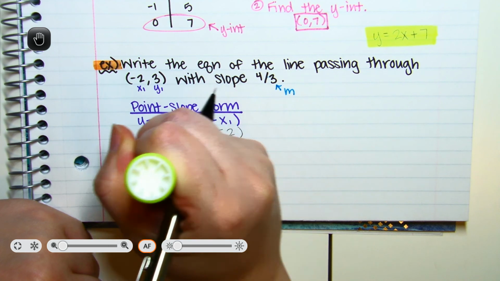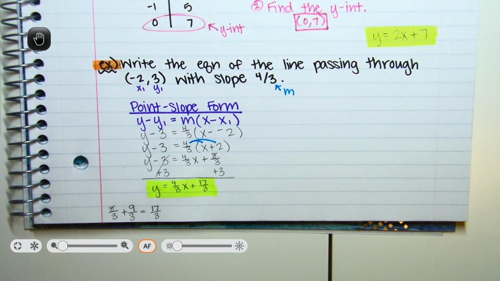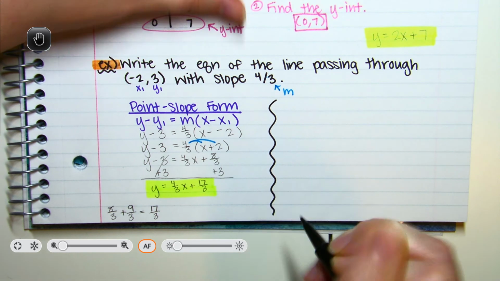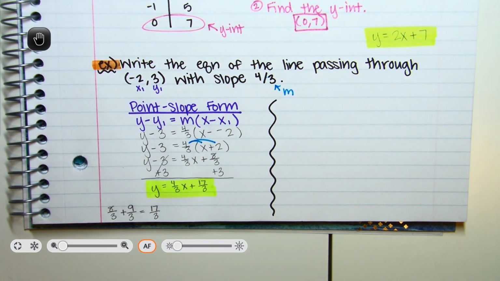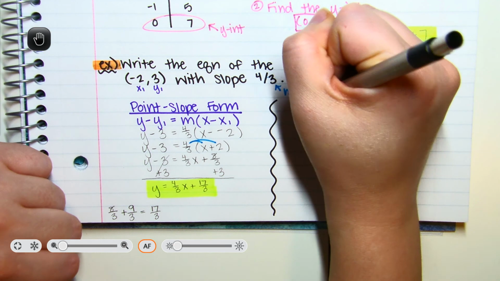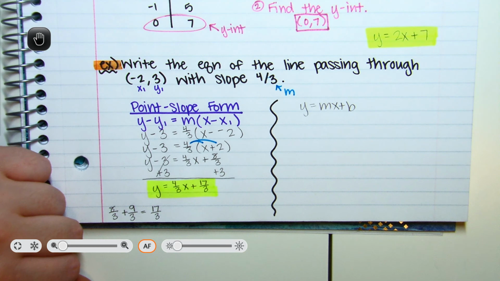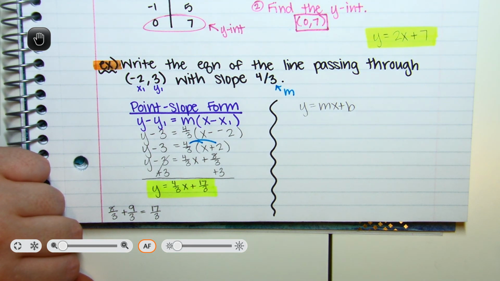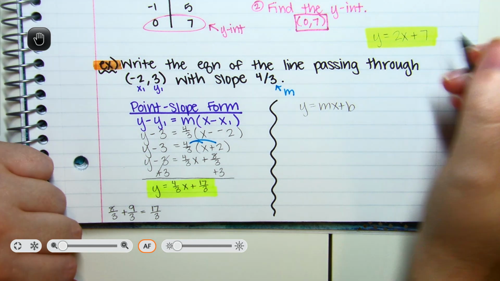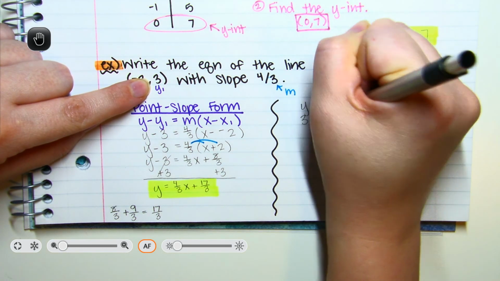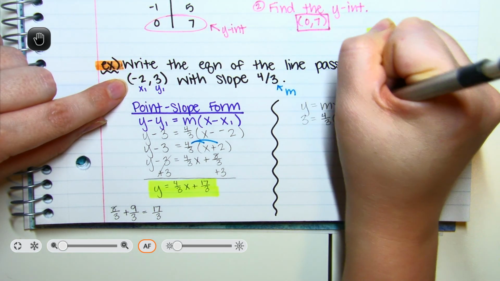There's my answer. But if you don't like the point slope form, or if you just don't remember it, you can still do this using y equals mx plus b. But you have to use your point and your slope to find the y-intercept. So I'm going to plug in 3 for y equals 4/3, that's my slope, times -2 for x plus b.